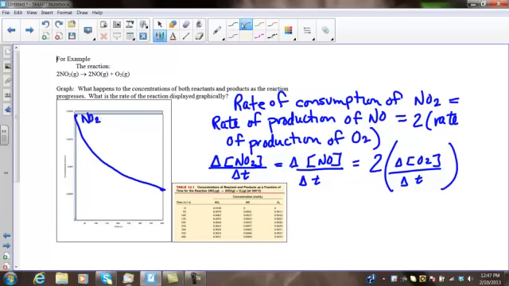Now let's graph my NO. At time 0, my concentration is 0 because nothing's happened yet. And at time equals 400, my concentration is 0.0069. Here's 0.005, 0.0075, so it's somewhere, I'd say up here. So I draw a line for that. And this is my NO.